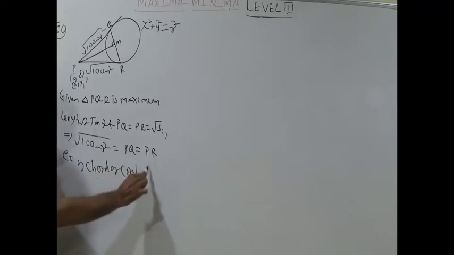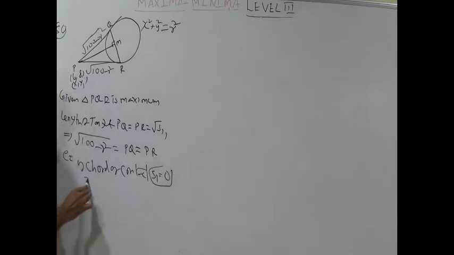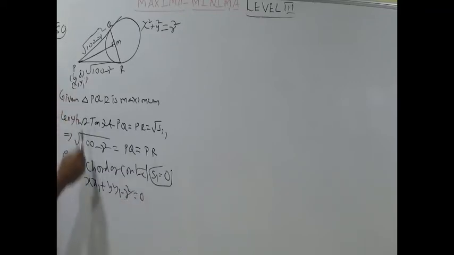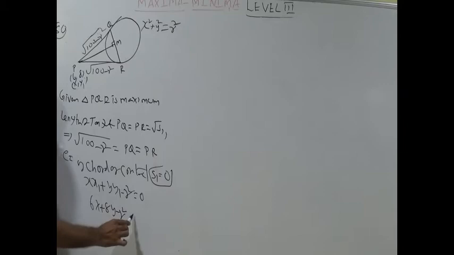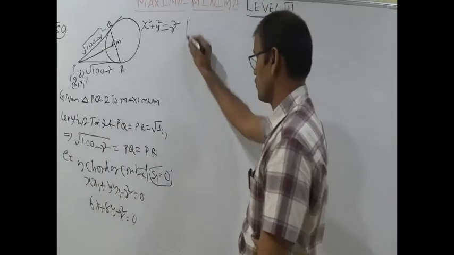Now let us discuss the equation of chord of contact. I said the formula S1 equal to 0. The notation once again I am writing here: xx1 plus yy1 minus r square equal to 0. Here this is x1, y1. So you can write here 6x plus 8y minus r square is equal to 0, which is the equation of chord of contact.